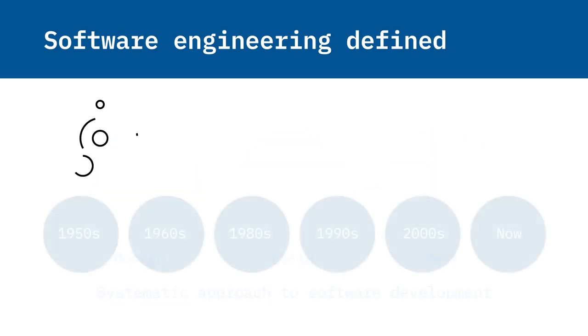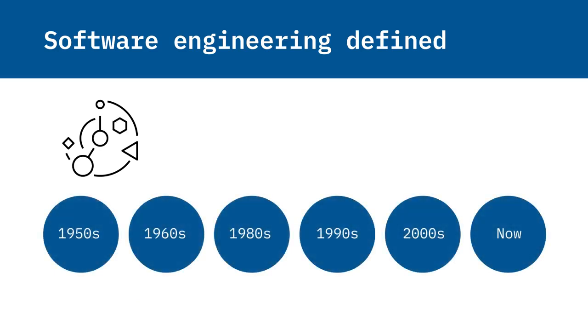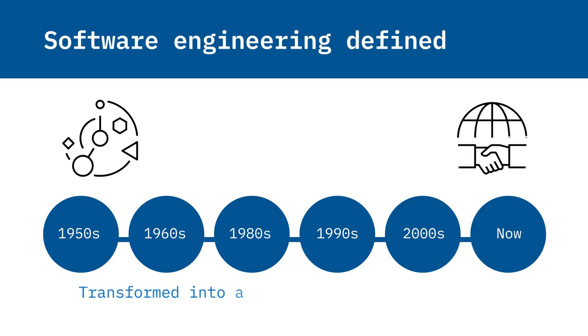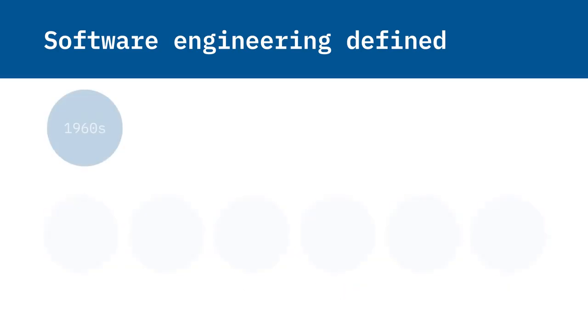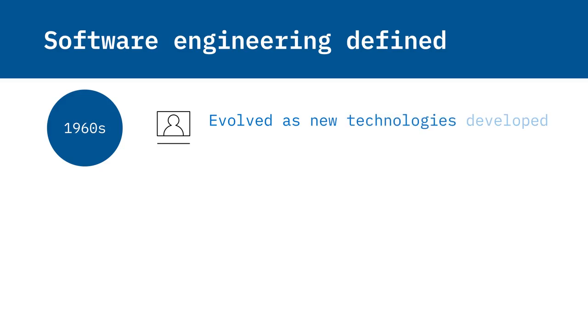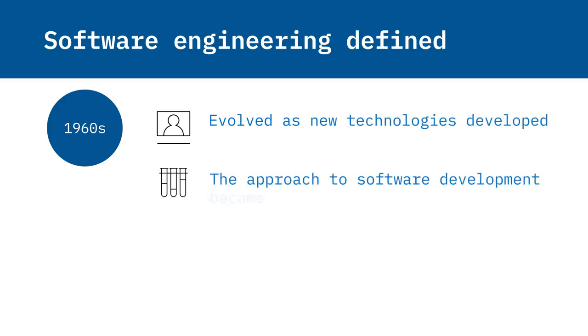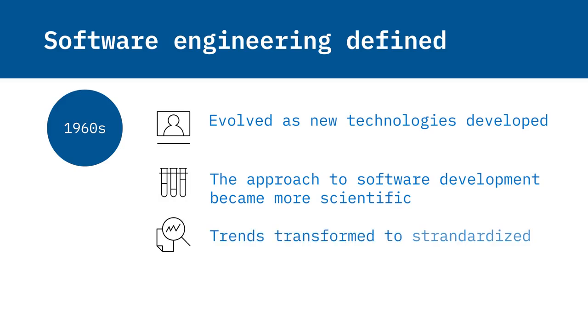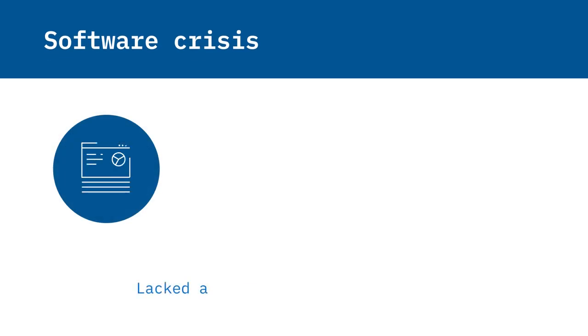When computing began in the late 1950s, software engineering was a relatively undefined discipline, but over time it transformed into a modernized engineering field. The software engineering field became a discipline in the 1960s and evolved as new technologies were developed and the approach to software development became more scientific. Trends in software engineering transformed from ad hoc programming towards more formal and standardized methods. Initially, the creation of software lacked a formal development process.